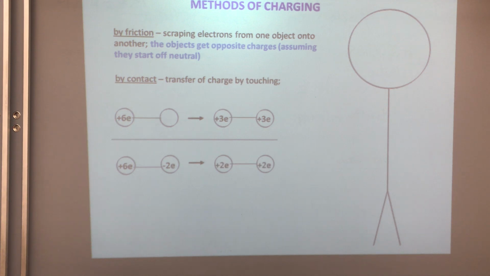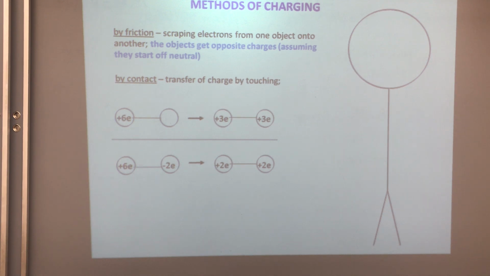Well, hopefully, you've got positive 2e on both of those. There still has to be a total of positive 4e in the system, and we have to have conservation of charge, and now we're going to have an even distribution. The electrons will go back and forth until they're evenly distributed. Overall, still a positive 4e charge, but positive 2e on each.